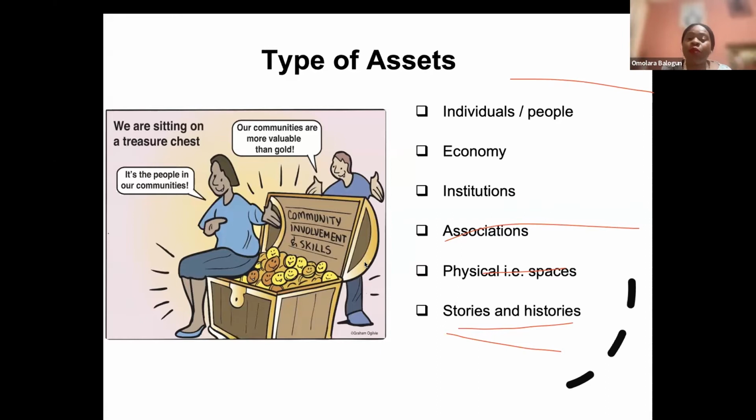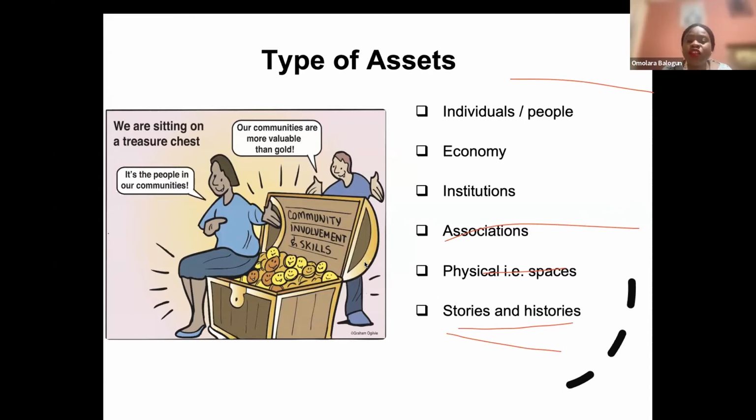The economy of the community is another asset. And this is where the monetary aspect could be of highlight. You know, how much do we have in our account? What is the size of the grants that we get? How much were we able to mobilize from that fundraising event? And so on and so forth.